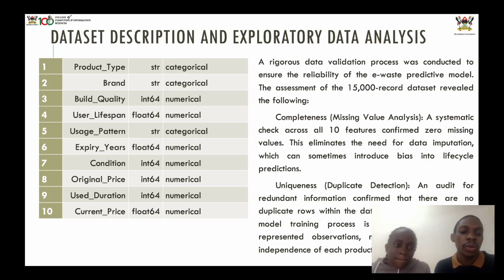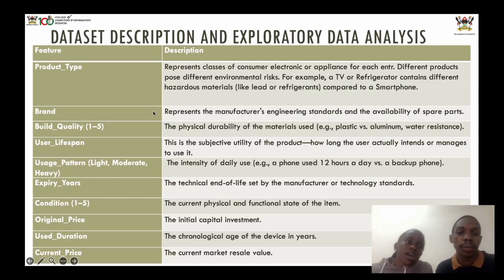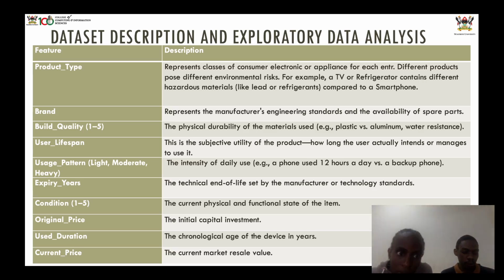So we had 10 features, and these are the data types and the description of the features. For product type, we look at whether it is a phone or a laptop. Brand, we look at, is it Dell, HP? Build quality, what is the quality of the materials used to make these devices? User lifespan, as a user, when I buy this device, for how long do I anticipate to use it? Then the usage pattern, am I using it at a light, moderate, or heavy rate?